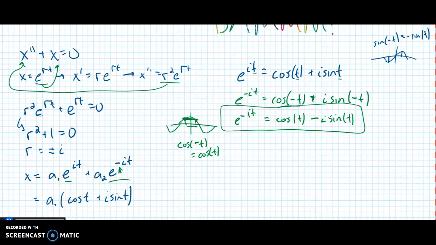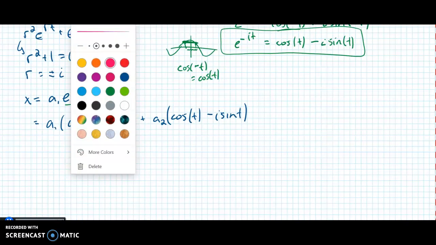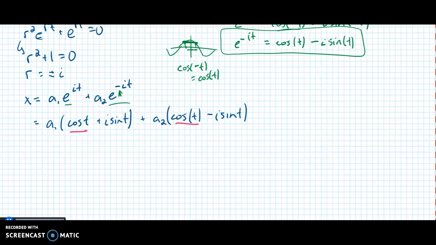All right, so that helps me down here. I get plus A2, which is just a constant, times cosine of t minus i sine of t. And now I'm going to group like terms. Notice I've got a cosine here and a cosine here, right? This first one has an A1, the second one has an A2. Everything's positive. So I can write that this is equal to A1 plus A2 times cosine of t.